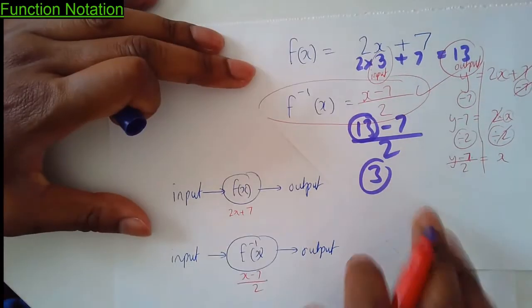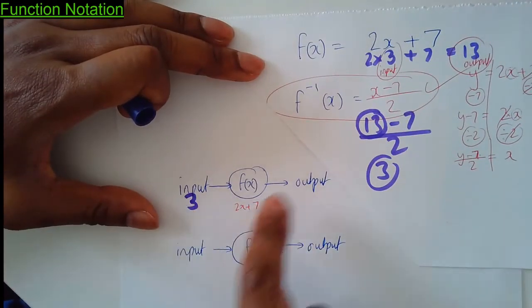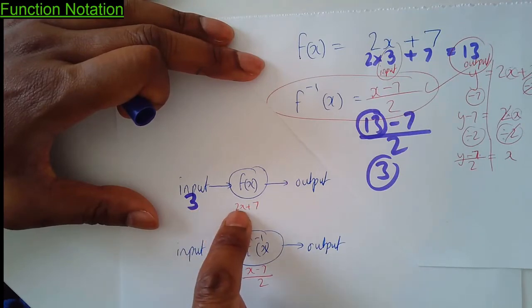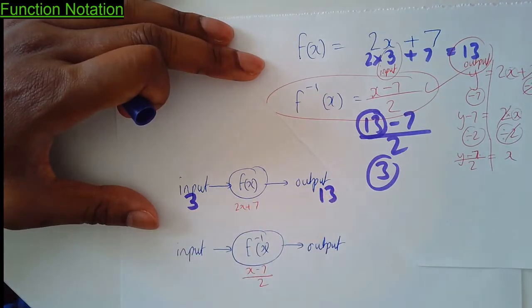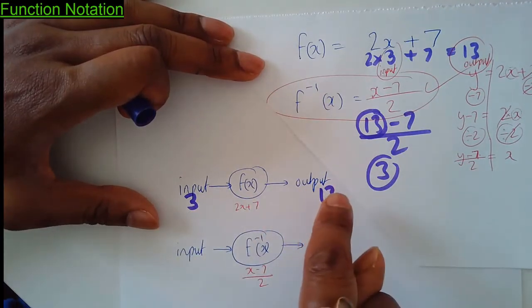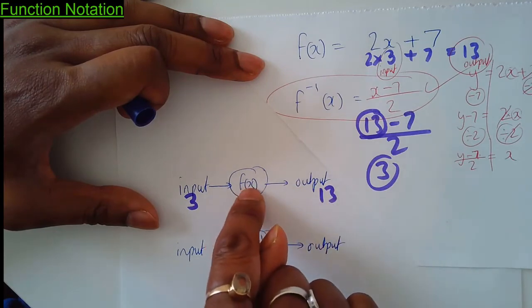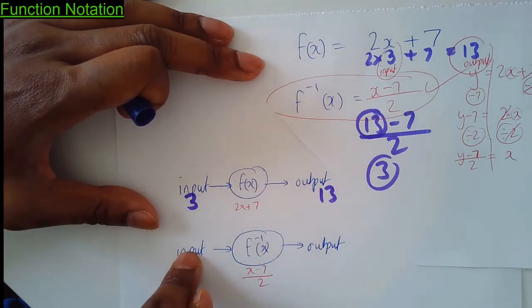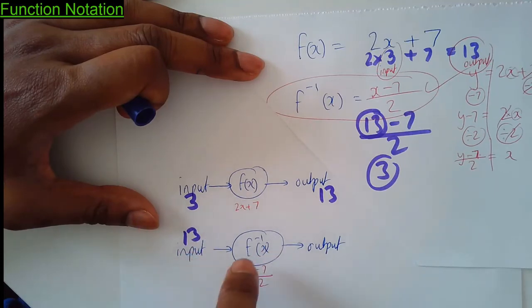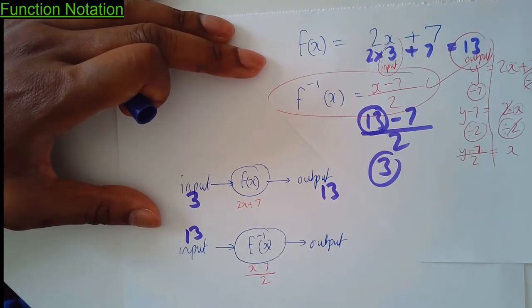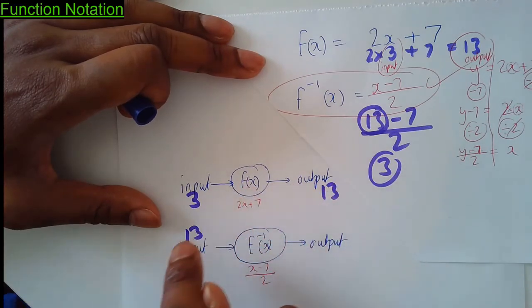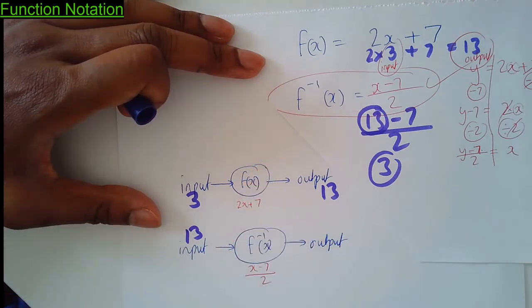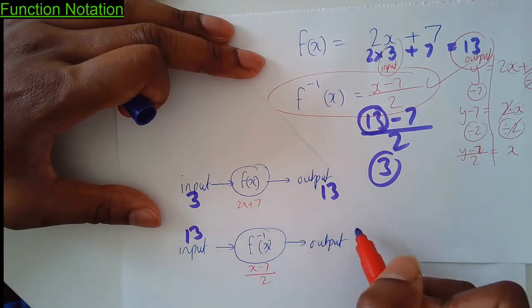Suppose the input is 3. What's the output going to be? 2 times 3 is 6, 6 add 7, 13. When the input is 3, the output is 13. Now what I'm going to do is take the output of this function and make it the input of the inverse function. I'll repeat: I'm taking the output of the function and making it the input of its inverse function. Substitute: 13 take away 7 is 6. 6 divided by 2 is 3.